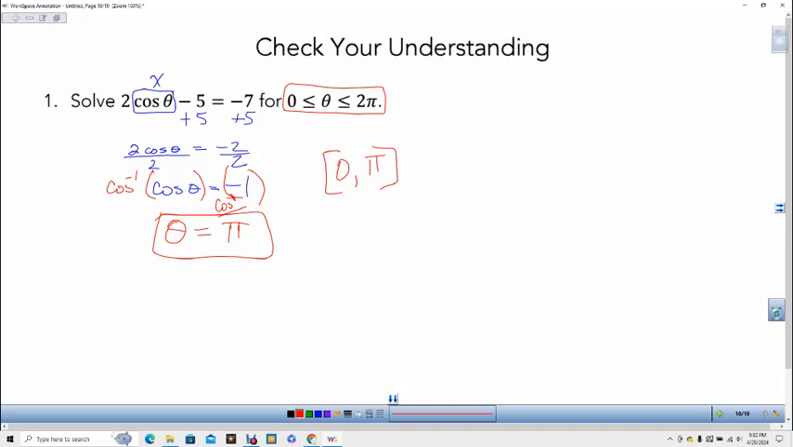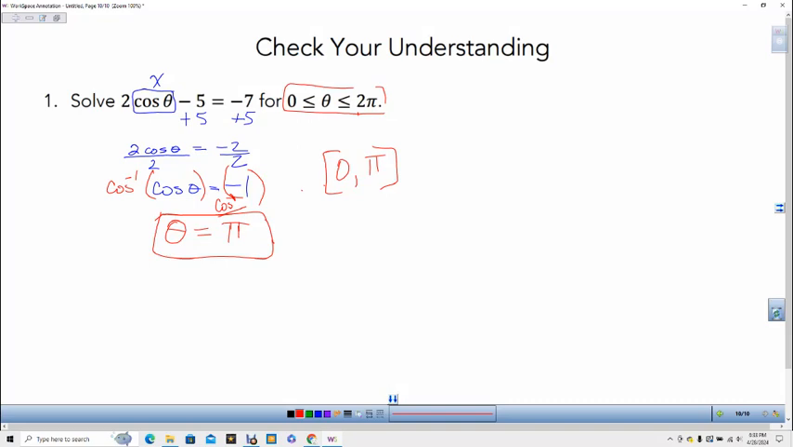Now, here's the thing. What if they had said from 0 to 4 pi? Well, for 0 to 4 pi, you would have theta equals pi and 3 pi, because it's negative 1 at 3 pi as well. They didn't, so we're only going to do from 0 to 2 pi. But understand, if they give you a larger domain for the answers, you've got to look at all those places where that's going to give you the correct answer.